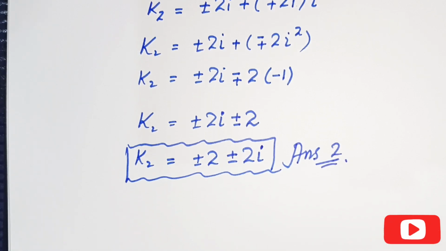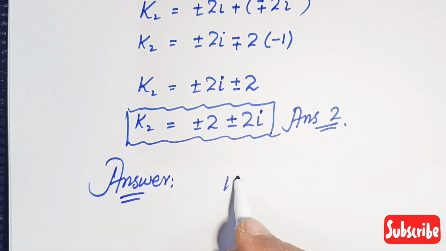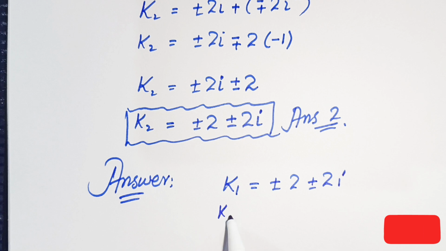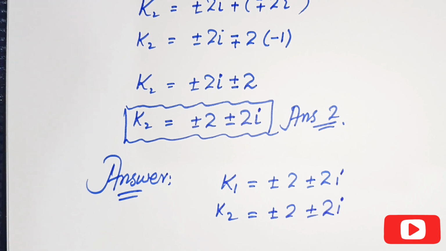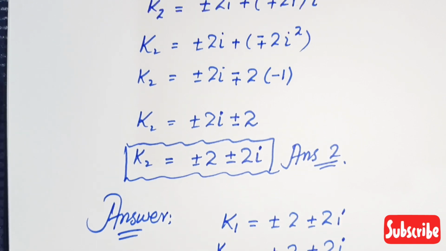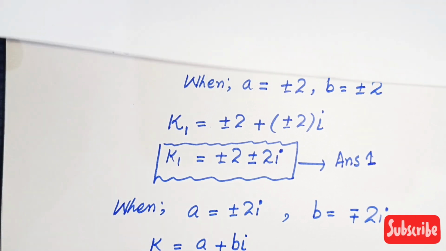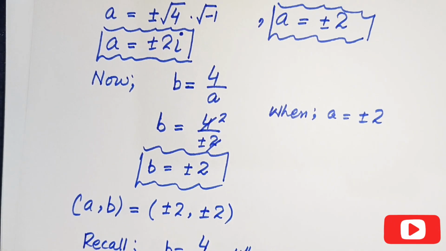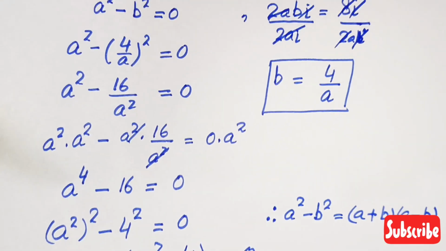So now we have two values of k, that is our final answer: k1 is equal to plus minus 2 plus minus 2i, and similarly k2 is equal to plus minus 2 plus minus 2i. We have found the values of k by using different techniques. So we are going to check our entire solution. I hope you have enjoyed this video, and we have explained every step one by one. So here it is our entire solution.